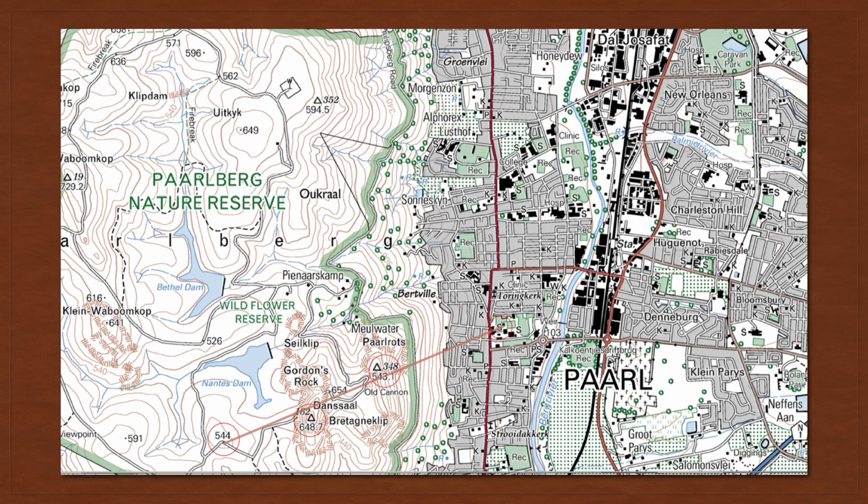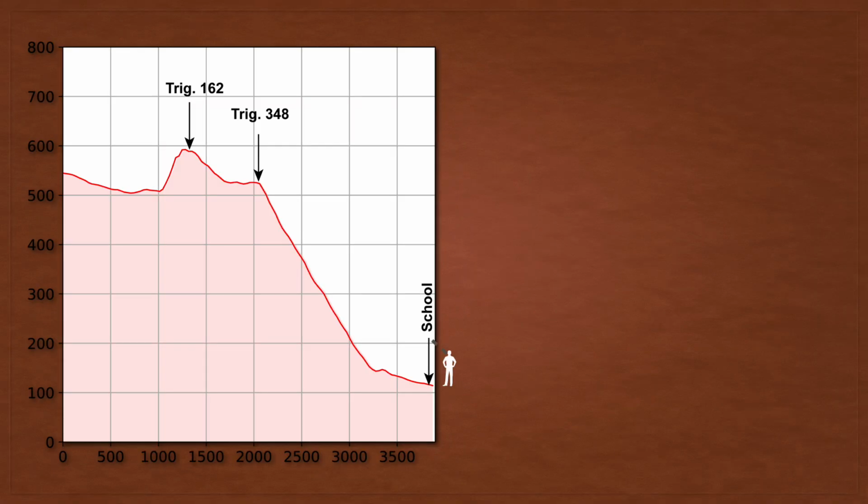Now let's look at the cross-section, because the cross-section is very good at helping you to see intervisibility. So if you stood at the school, you'd be able to see the mountain marked with trig beacon 348. And so that's quite visible. But now, would you be able to see trig beacon 162, that mountain there? No, you won't, because trig beacon 348 is blocking your view. And so can you see, while the one is taller, you cannot see it.